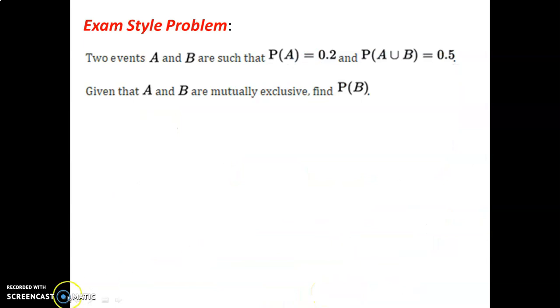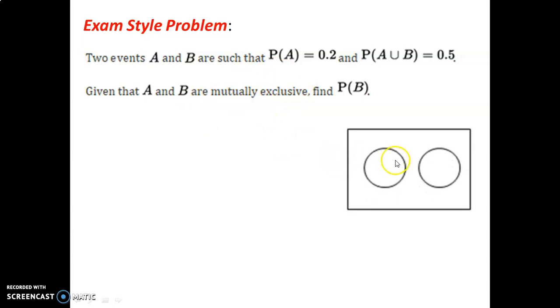Okay, next one, give this one a try. Okie dokie, let's take a look. This one is simpler than it might look. So first thing to notice, it tells you the events are mutually exclusive. So if things are mutually exclusive, they look like this, right? There's no overlap, no intersection.